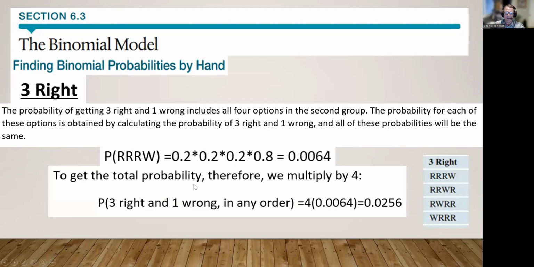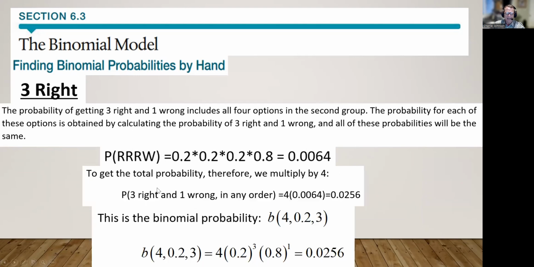To get the total probability, then we would multiply by the 4 in that column. So the probability of getting 3 right and 1 wrong in any order is going to be 0.0256. Now, this is the binomial probability of 4 trials, success rate of 0.2, and getting 3 right. And notice that that's 4 times 0.2 cubed times 0.8 to the first. Remember, we're trying to generate a pattern here so we could see the formula.